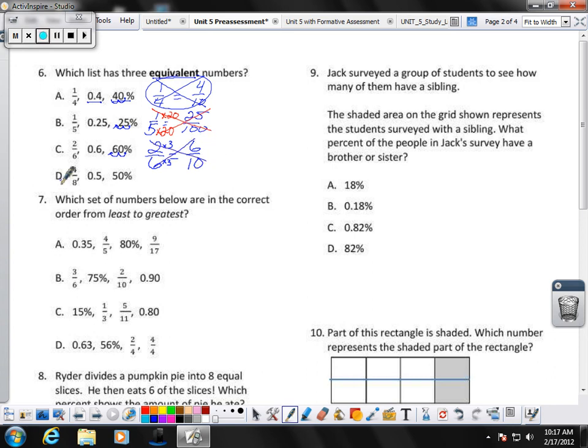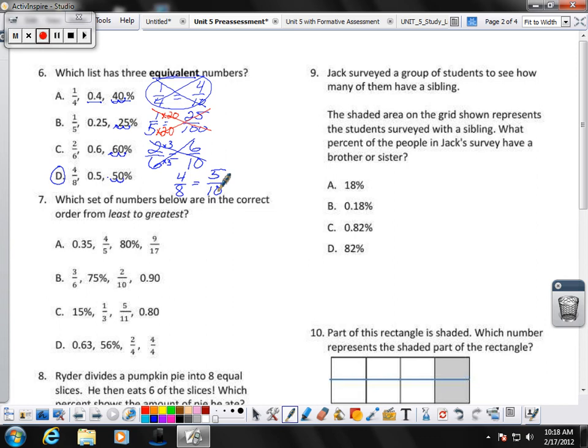That only leaves D as our answer, but let's prove that it's correct. 50%, 1/2 equals 5/10, 0.5. 0.5, and I get 4/8. Is 4/8 the same thing as 5/10? Well, this one we've got to think a little bit about.